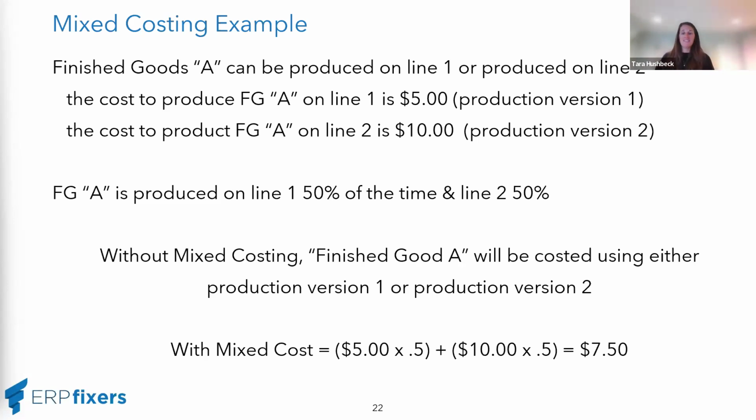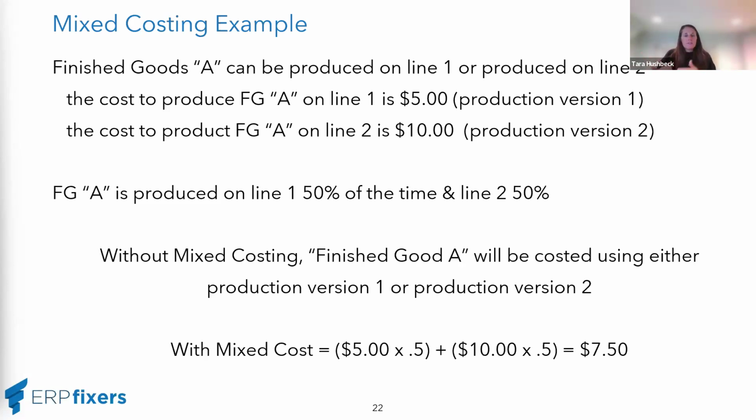So your standard cost is either going to be $5 or it's going to be $10. And if you don't use mixed costing, that's what you'll have to do. You'll have to pick one and cost it at either that $5 or that $10 anytime you run that product. So say you cost it on line one, so it's $5. Anytime you run that product on line two, you're going to see an unfavorable variance somewhere around that $5 range, right? Because on line two, it costs $10 to make.